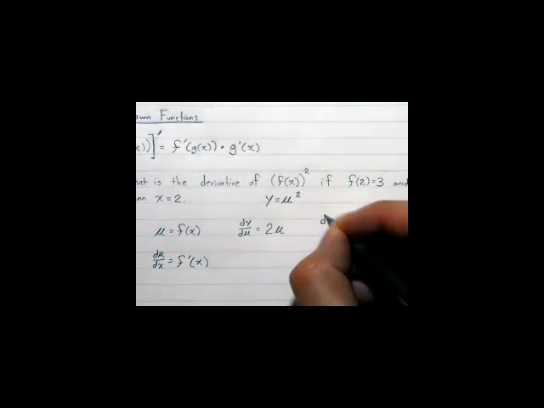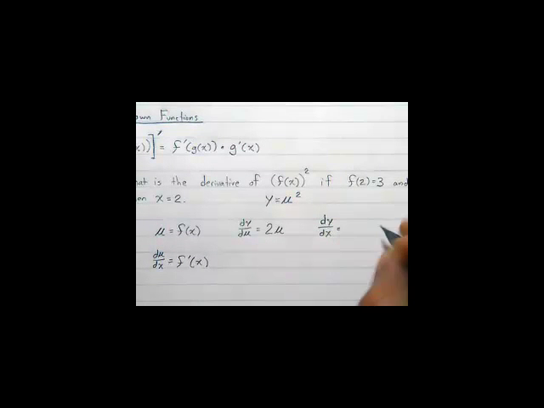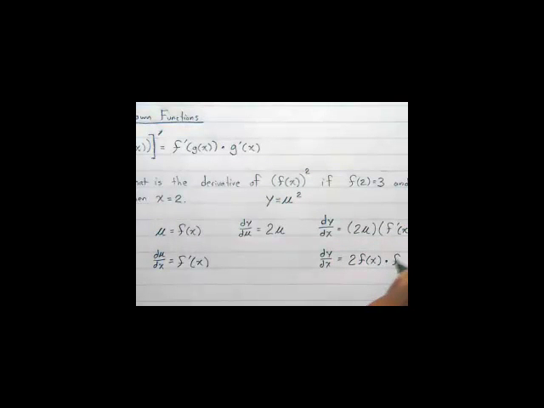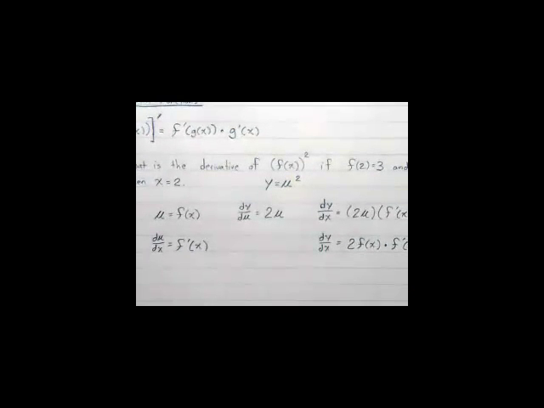So if I'm going to do dy dx, I got to take 2u and multiply it with f prime of x. But the u was f of x. So my derivative ends up being that: 2f of x times f prime of x. So there's no actual function. Like I said, it's an unknown function. But I still have kind of sort of a formula that I can use.